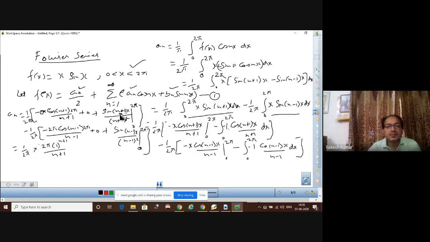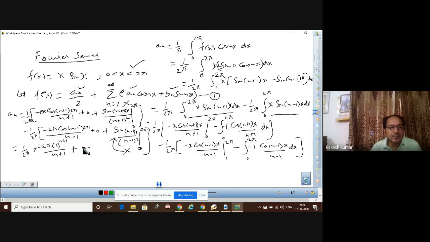And for this term, that is sine, when you substitute upper limit 2 pi here, sine of all multiples of pi are 0, and for lower limit 0, sine 0 is also 0. So this term will vanish. It means this term will not give any value. Similarly, this term will also not give any value. From this term, you will get a minus, and minus comes out to be plus value, and here is a negative sign.